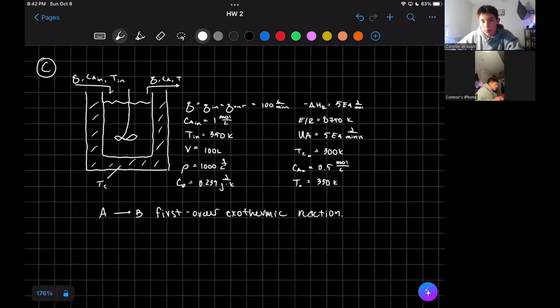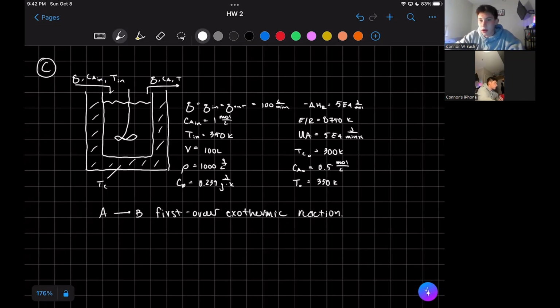Okay, hi everybody. My name is Connor Bush. This is homework 2, part C. I'm going to read our prompt as to what we need to be doing, and then I will get into deriving everything we need on my iPad right here. So part C: derive the time-dependent material and energy balance equations of the CSTR described, and then code, solve, and plot the time-dependent concentration and temperature profiles for the CSTR with the given step changes in coolant temperature.